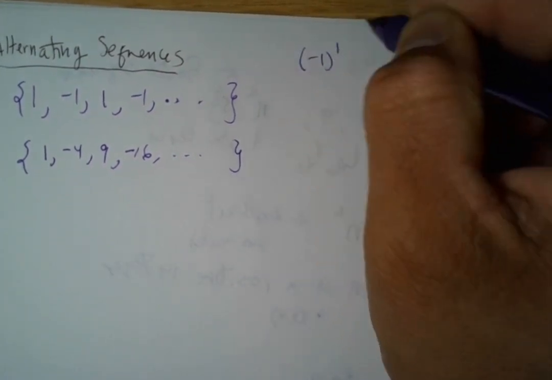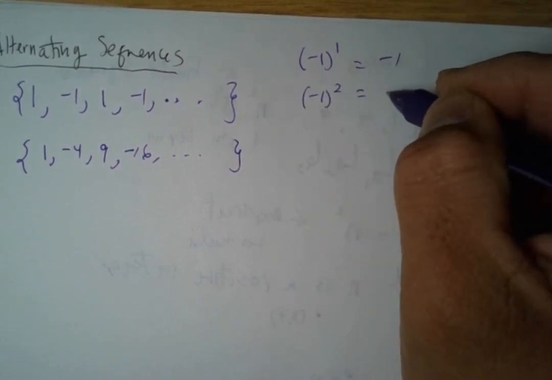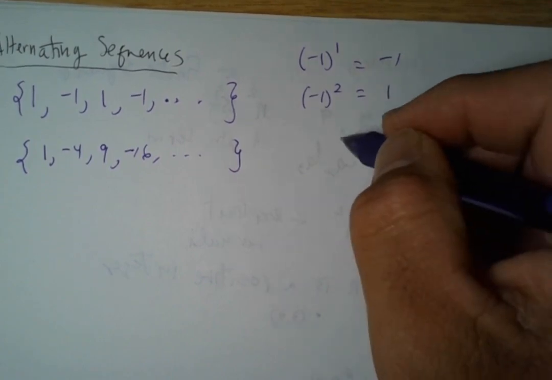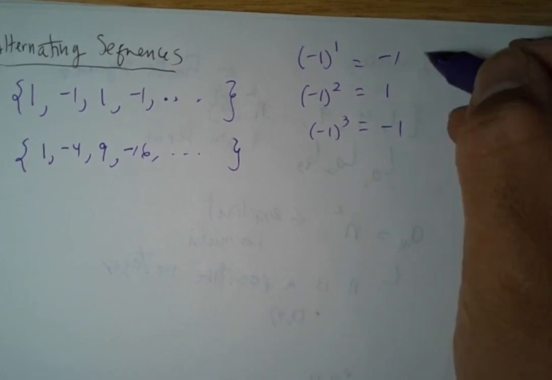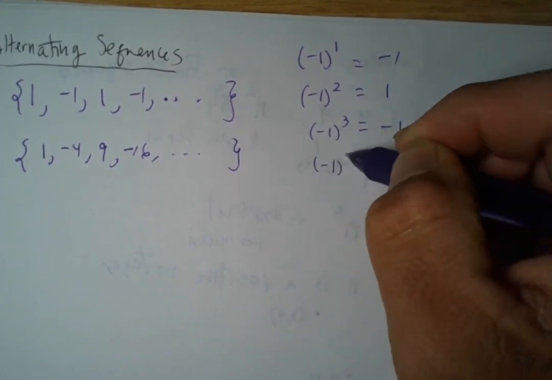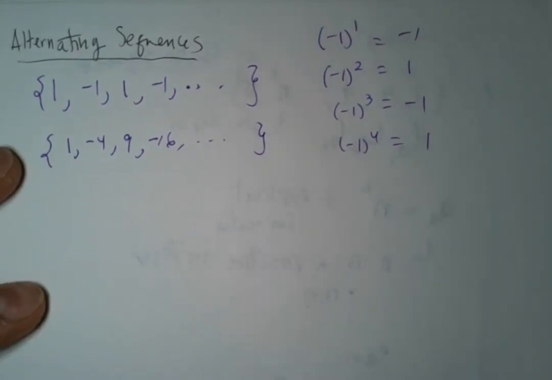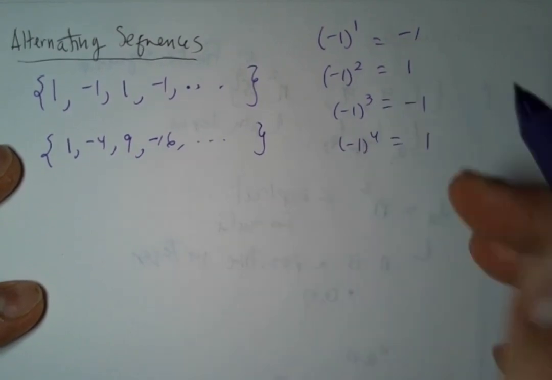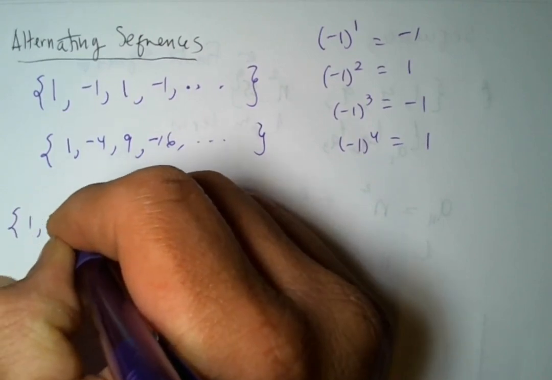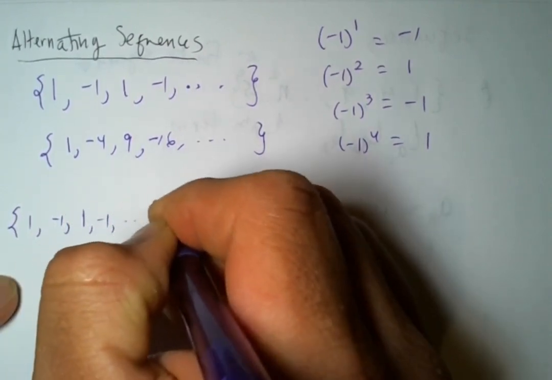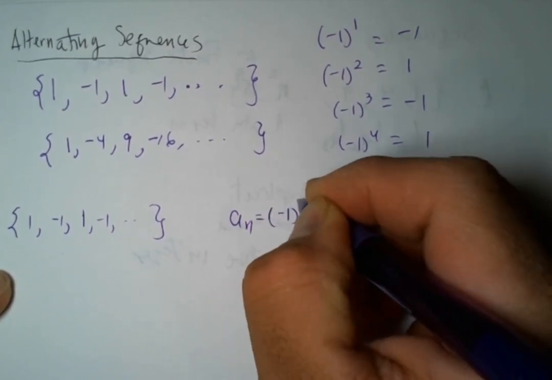So -1 to the first power, that's -1. -1 to the second power, that's 1. And then -1 cubed, we're back to -1. So odd values will give you a negative sign. Even values will give you the positive one. So we can move forward by doing, here for our sequence, we can write the explicit term to be just -1 to whatever n is.